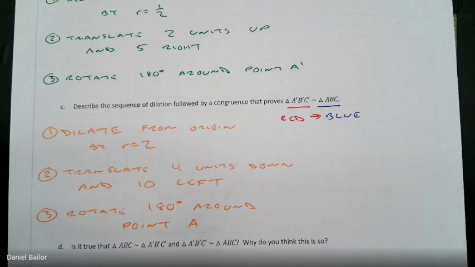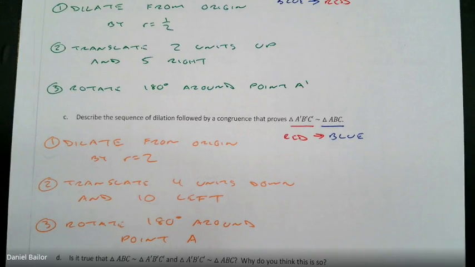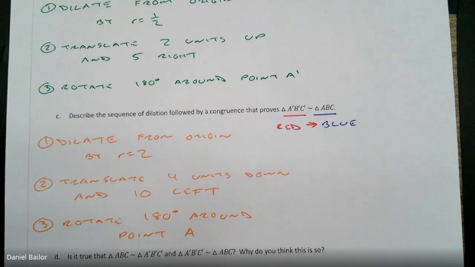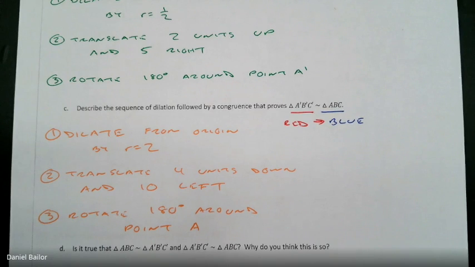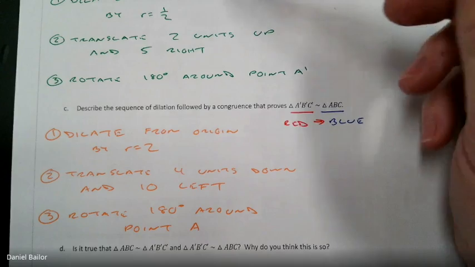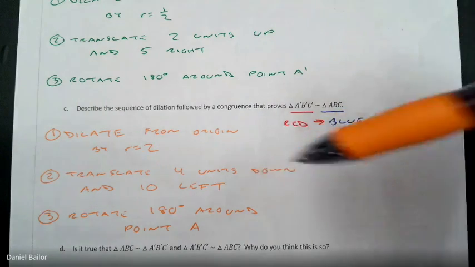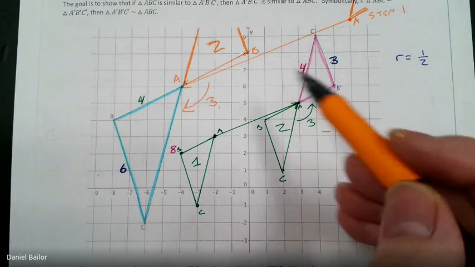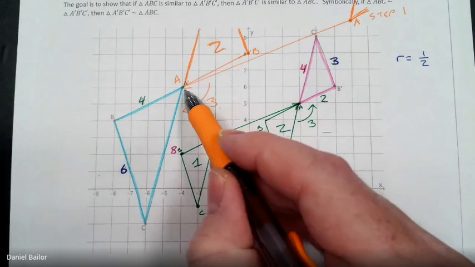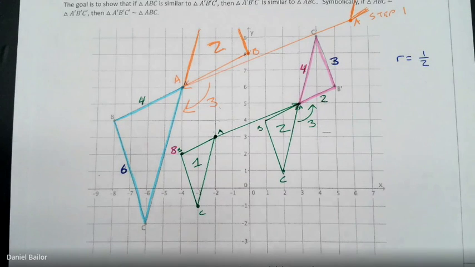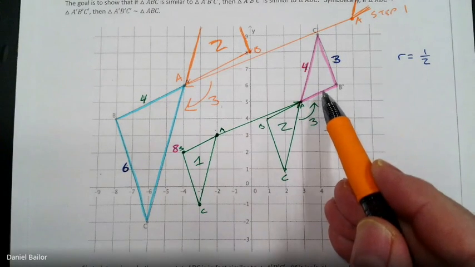So three steps for both of them. Can I get all three steps on the same thing? Barely, maybe. I'll just do that. So dilate, translate, and rotate for both of them. But what changed was the rules. For the dilation from blue to red, we dilated by 1/2. From red to blue, it was 2. The translation was also different. And the rotation also happened in a different point. This rotation happened around this point for part B. Part C's rotation happened around this point. So the rules are different, but you can go both ways. You can make blue turn into red, or you can make red turn into blue.